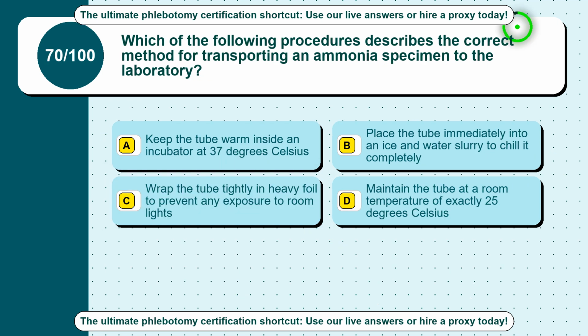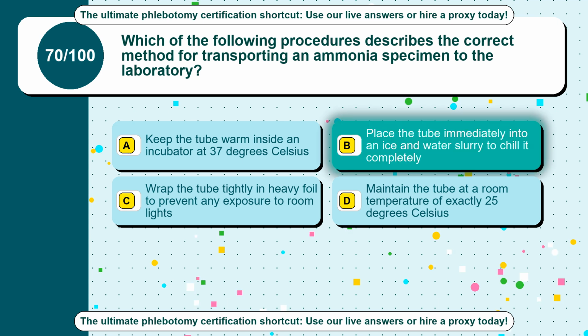Question 70. Which of the following procedures describes the correct method for transporting an ammonia specimen to the laboratory? Option A, keep the tube warm inside an incubator at 37 degrees Celsius. Option B, place the tube immediately into an ice and water slurry to chill it completely. Option C, wrap the tube tightly in heavy foil to prevent any exposure to room lights. Option D, maintain the tube at a room temperature of exactly 25 degrees Celsius.